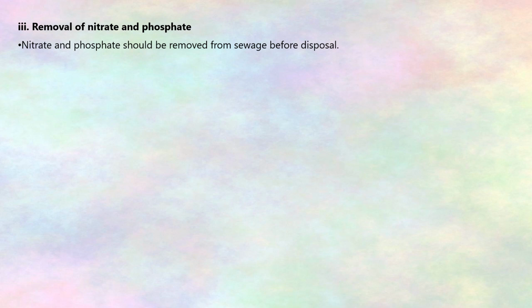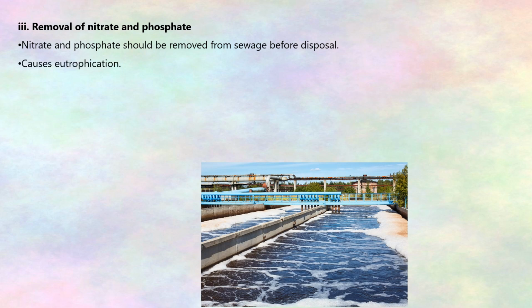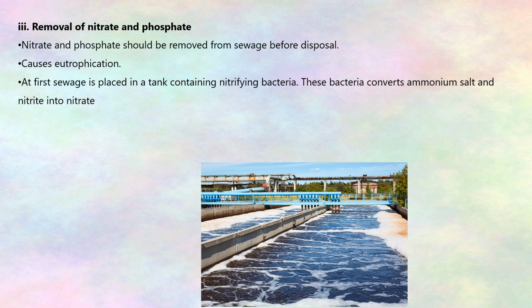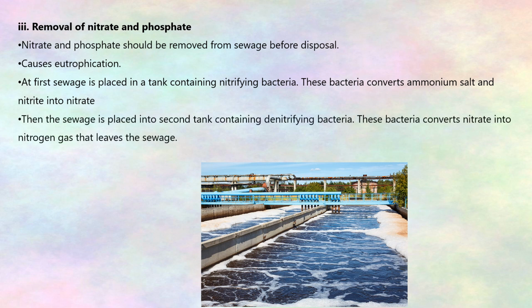The next step is called the removal of nitrate and phosphate. Nitrate and phosphate should be removed from the sewage before disposal, as they cause eutrophication. At first, the sewage is placed in a tank containing nitrifying bacteria. These bacteria convert ammonium salt into nitrate. Then the sewage is placed in a secondary tank containing denitrifying bacteria. These bacteria convert nitrate to nitrogen gas that leaves the sewage. Phosphate is also removed by bacteria by the microbial assimilation process, as we saw in the earlier slide.